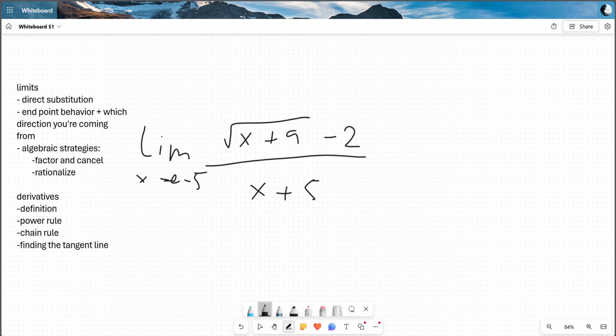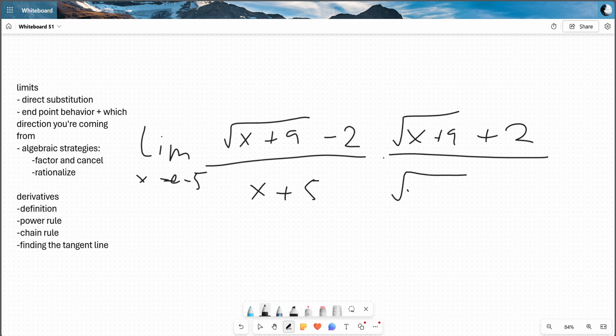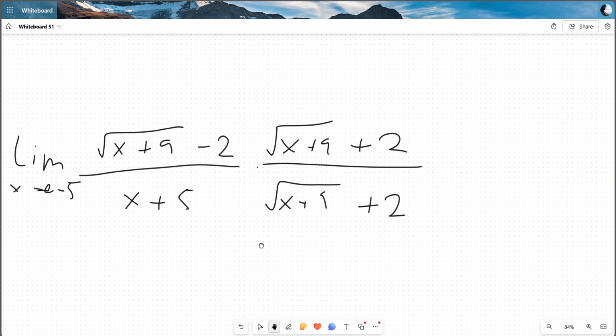All right, so let's multiply this entire thing by the square root of x plus 9 plus 2. But if we do it to the top, then we have to do it to the bottom. Square root of x plus 9 plus 2. And you'll notice that the top and the bottom just cancel out to give us 1. So we haven't actually changed the value of this at all.